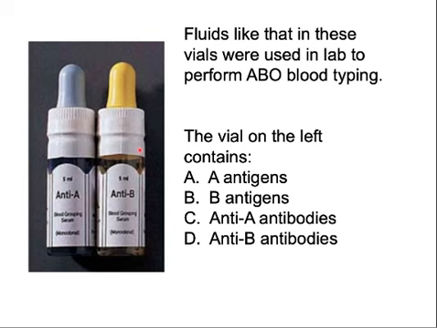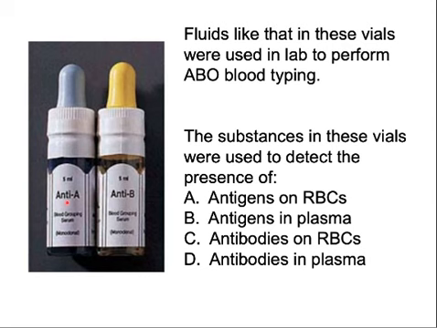So the question here is, fluids like those shown in the dropper bottle were used to perform ABO blood typing. The vial on the left here, the one that says anti-A, contains what? And the answer is anti-A antibodies, okay? Fluids like the vials here were used to perform the blood typing exercise. The substances in these vials were used to detect what? And the answer is antigens on the red blood cells, okay? So that's how this operates, all right?